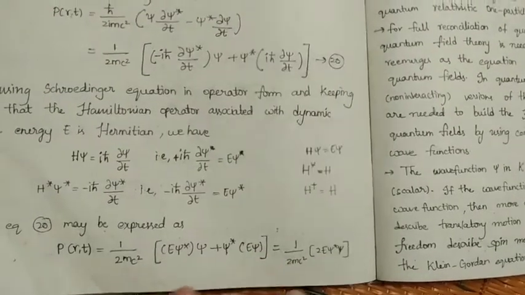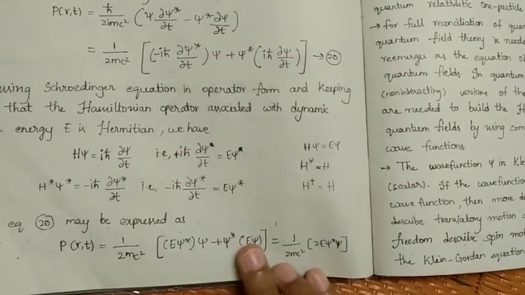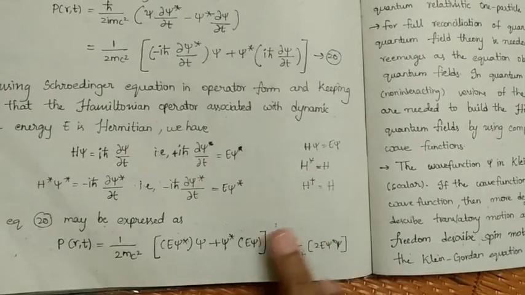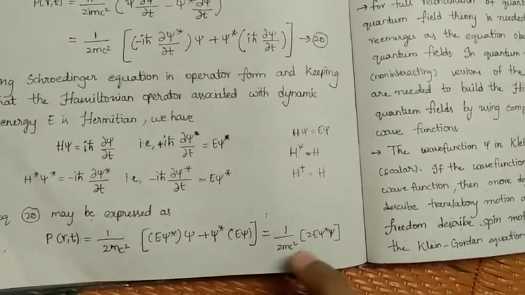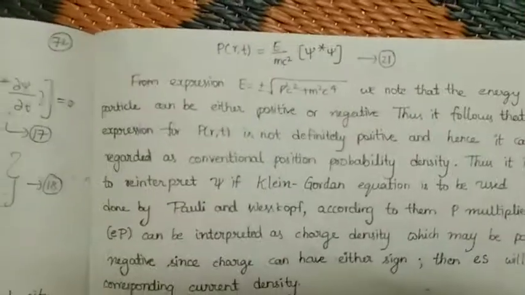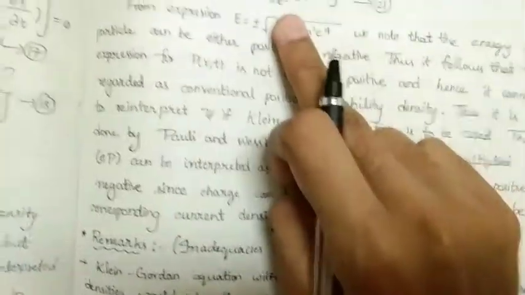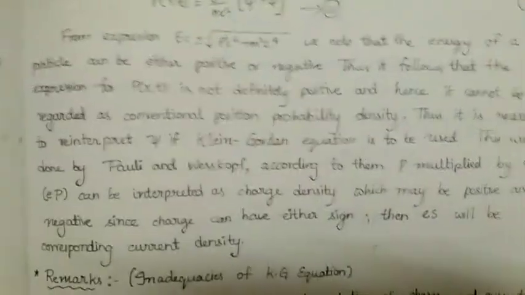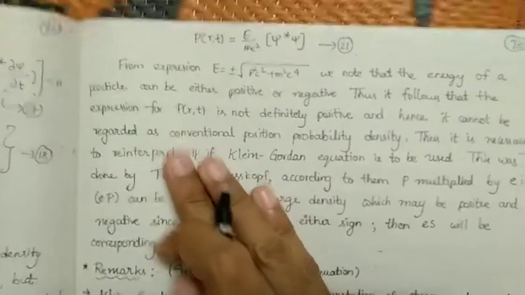So here we see 1 by 2mc squared, E xi star into xi plus xi star into E xi. So what we get is 2 into E xi star into xi, and the 2 gets cancelled. So finally what would remain is E xi star into xi by mc squared. This is the term that remains after the 2 is cancelled. So now what is the problem with this term?